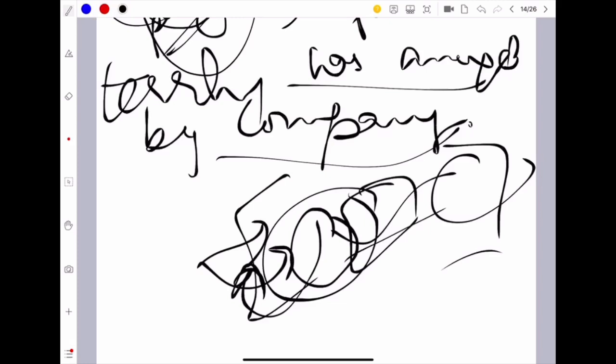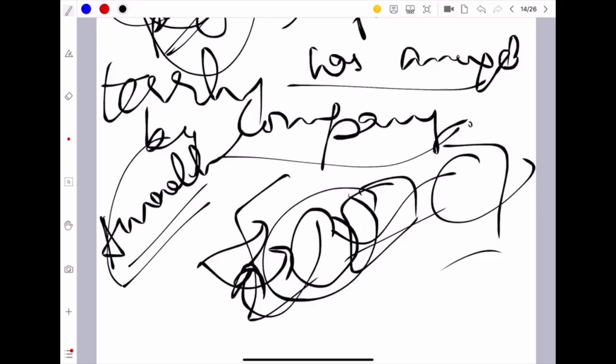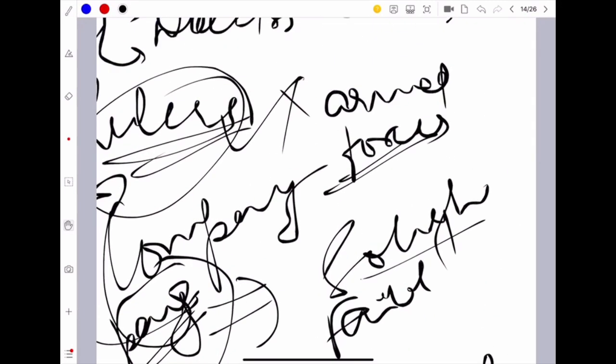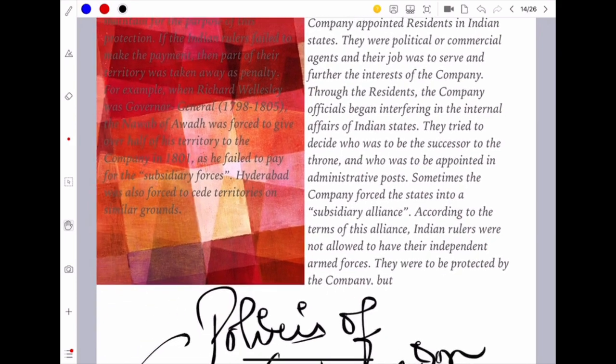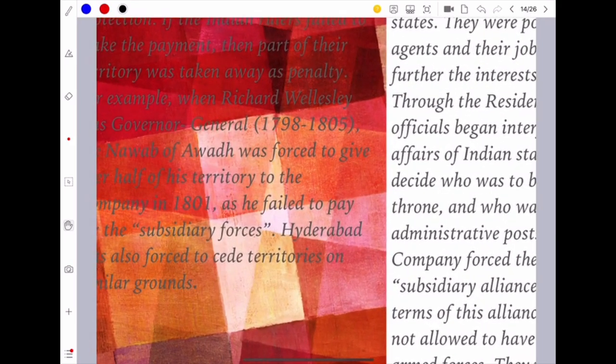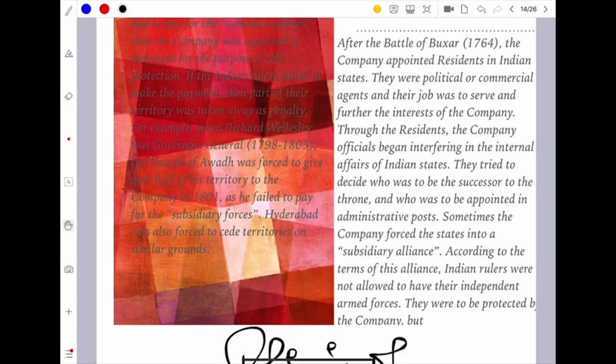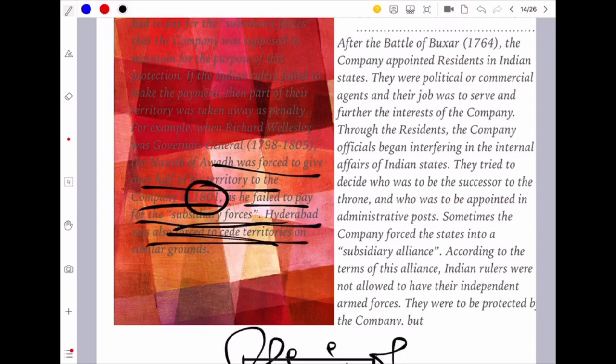Now, we have some kingdoms like Awadh. A good example is Awadh. Awadh was annexed on the basis of the subsidiary alliance in 1858, I remember. I don't remember the date, but still, yeah, 1801, Awadh was forced to give half of its territory. If you're not able to see, let me underline. Awadh was forced to give half of its territory to the company in 1801 as it failed to pay subsidiary forces. Hyderabad was also forced to cede territories on similar grounds, right?